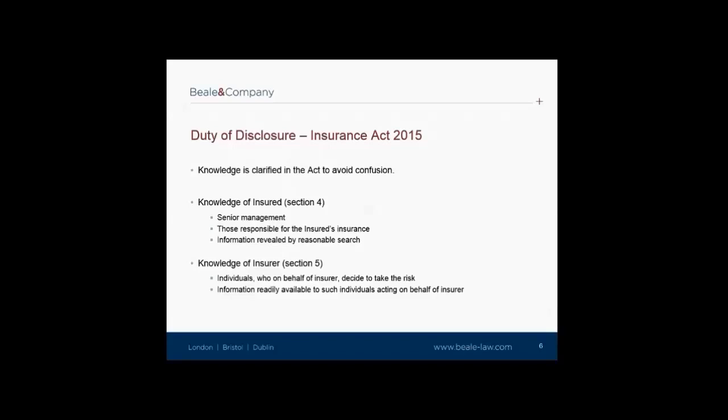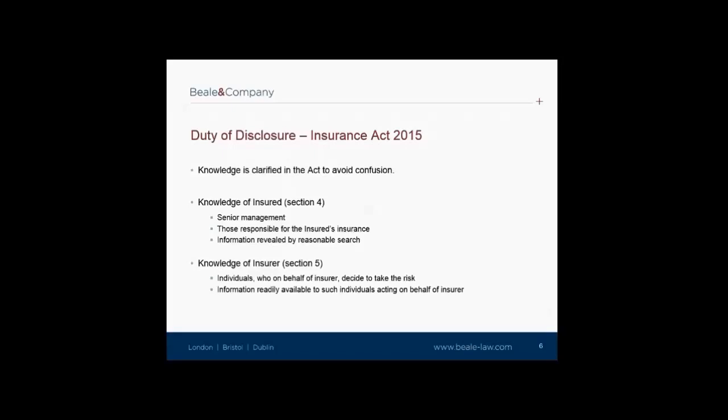The question is, what effect does this have on a composite policy? What the insured ought to know is defined by what would have been revealed by a reasonable search of the information available to the insured. Risk managers will need to ensure that systems are in place to ensure compliance.